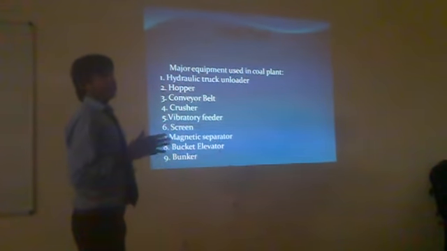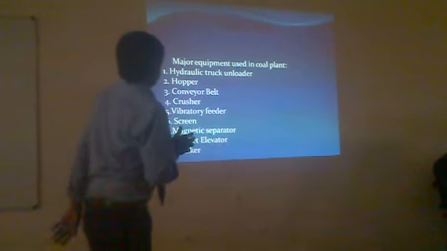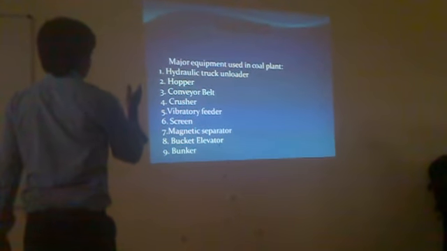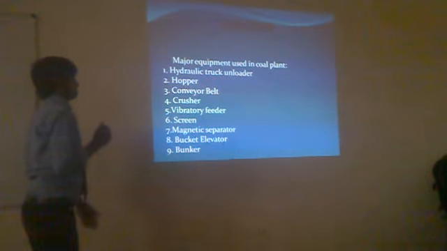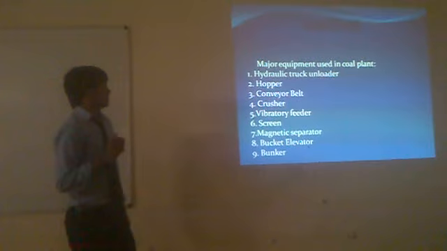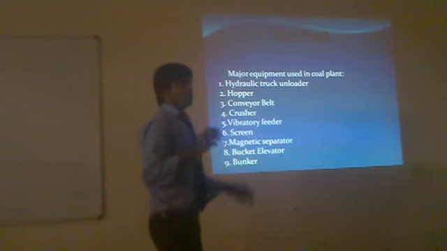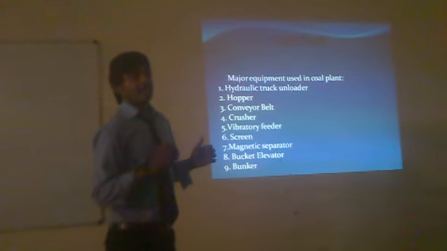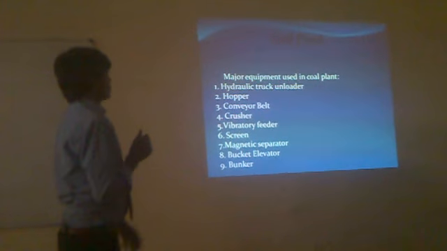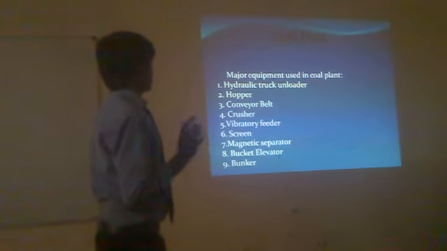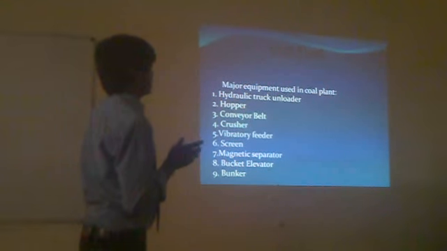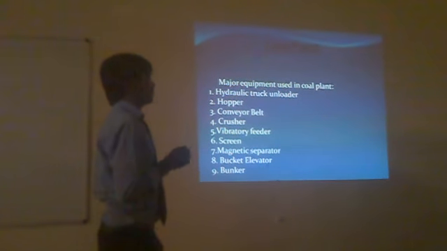So in the power plant, these are the main parts: the hydraulic truck unloader, super conveyor belt, crusher, vibration feeder, screen, magnetic bucket elevator, and the bunker. These all are going to be used in the power plant and coal plant for shifting the coal from the bunker or the coal unload center to the thermal power plant and boiler also.